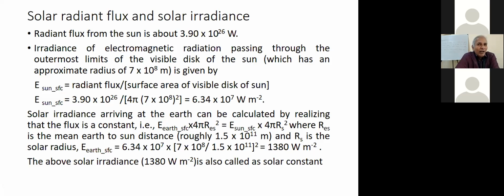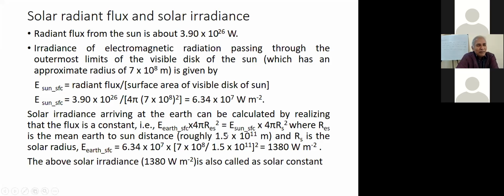Now, if you look at a planet which is more distant from the sun than the Earth, let's say Mars, then obviously what will happen? The right-hand side is going to be the same, which is nothing but the radiant flux from the sun, 3.9 into 10 to the power of 26 watts. And so the solar irradiance received at Mars would be less, because the distance between the sun and Mars is going to be larger than the distance between the sun and the Earth.